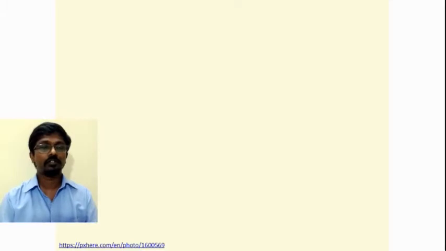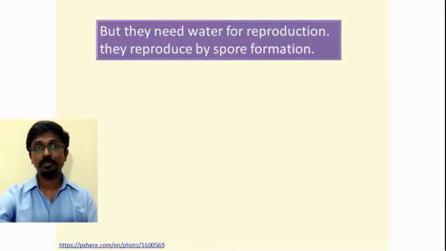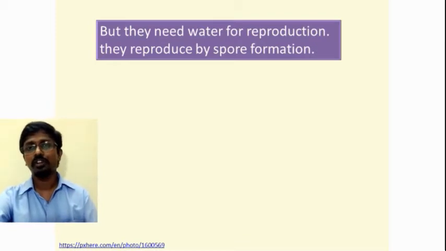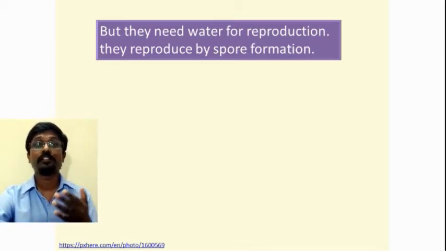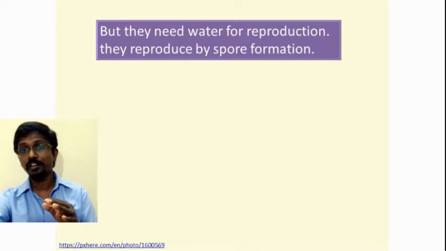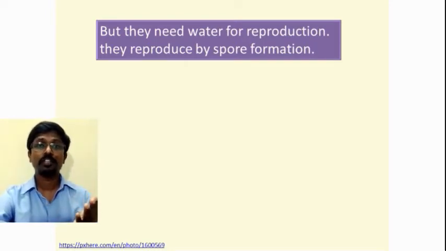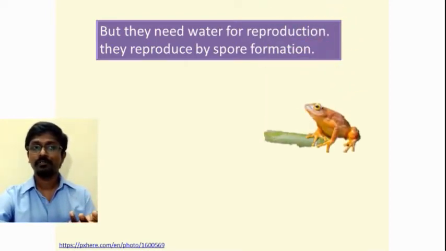Another important feature of these bryophytes is that they require water for reproduction, because they reproduce by spore formation, and these are carried by water. Now we saw that they require soil for growth, but at the same time they also require water for reproduction. What do you call an organism that can live on both soil and water, or that requires both? What does this remind of? What category of animal is this?